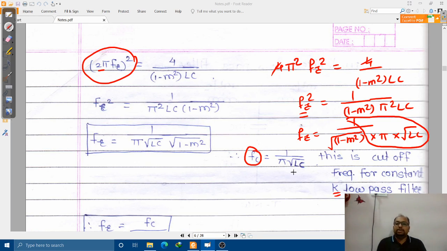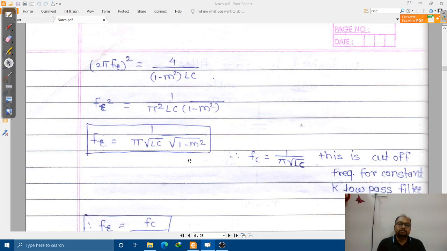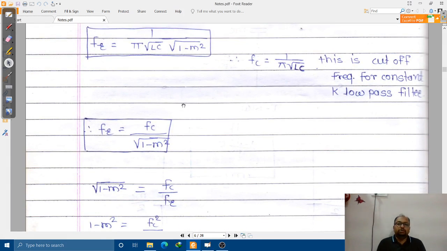So this is nothing but the equation of the constant K low pass filter cutoff frequency, right? So instead of writing this 1 upon pi root LC, we are going to write now FC. Is that fine? And we did the same over here in the next step. So this we have replaced by FC. So FR is equal to FC divided by root of 1 minus m square.